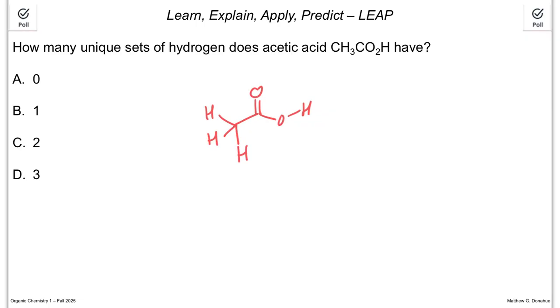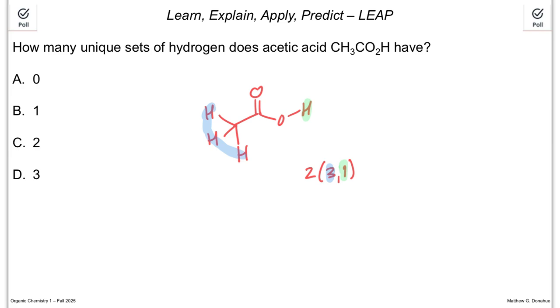So for acetic acid, how many unique sets of hydrogen does it have? So it has 2 unique sets, and they would be in a ratio of 3 to 1. And let me just highlight this. So there's the 3, and then there's the 1.